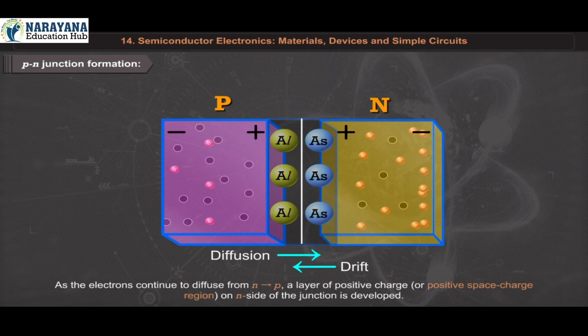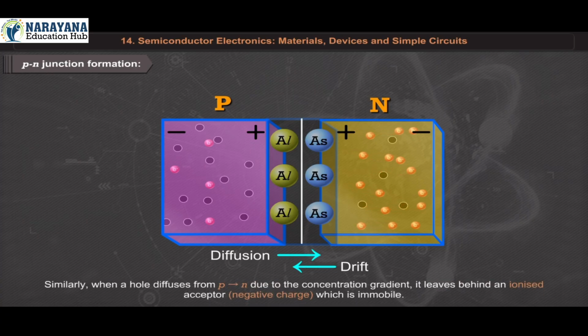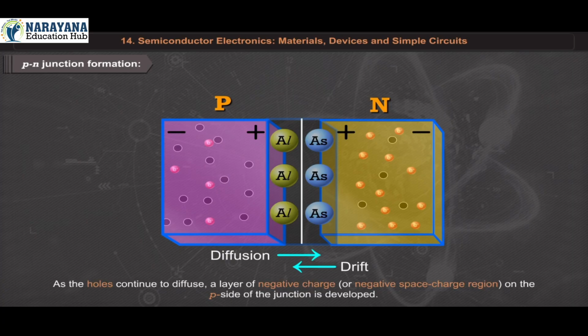As the electrons continue to diffuse from n to p, a layer of positive charge, or positive space charge region, on the n side of the junction is developed. Similarly, when a hole diffuses from p to n due to the concentration gradient, it leaves behind an ionized acceptor, that is, a negative charge, which is immobile. As the holes continue to diffuse, a layer of negative charge, or negative space charge region, on the p side of the junction is developed.